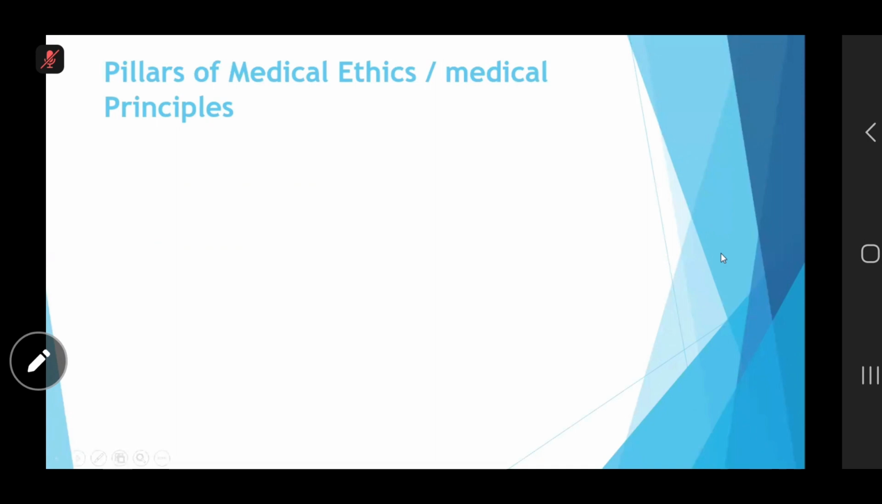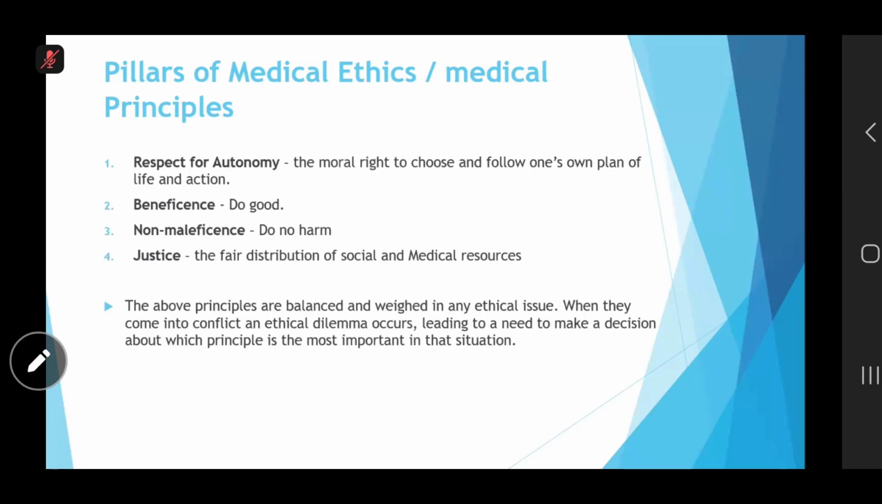So what are the pillars of medical ethics or the medical principles? Sometimes when they talk about pillars of medical ethics or medical principles, they are the same. So some of those pillars or some of the medical principles we have, there are 4 in particular.